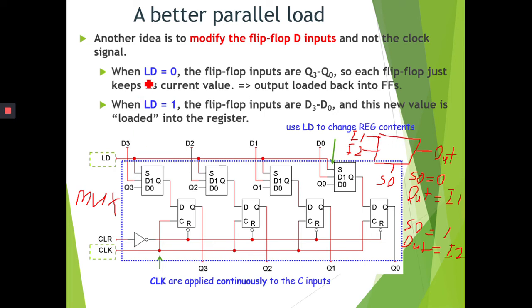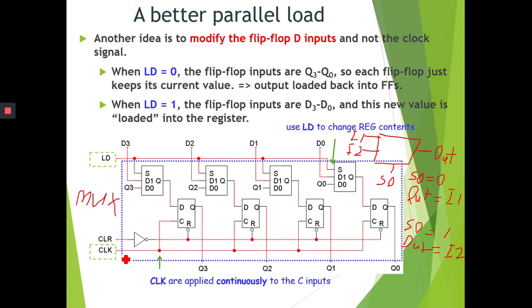In this case, when LD is 0, the input to the flip-flops will be Q3, Q2, Q1 and Q0. That means when LD is 0, it's choosing the bottom input, so the bottom input is going to be fed into the flip-flop. Whenever LD is equal to 0, the flip-flop value will remain. It's not going to be changed into a new value.